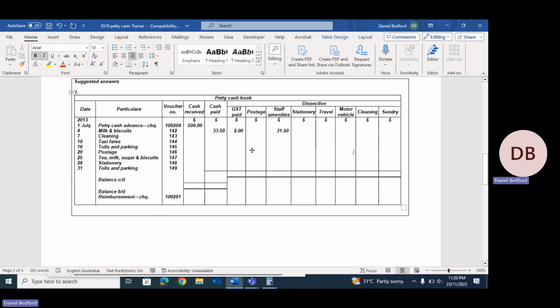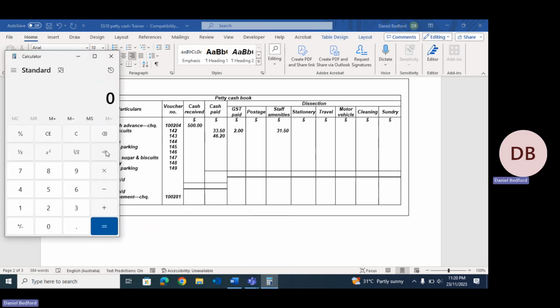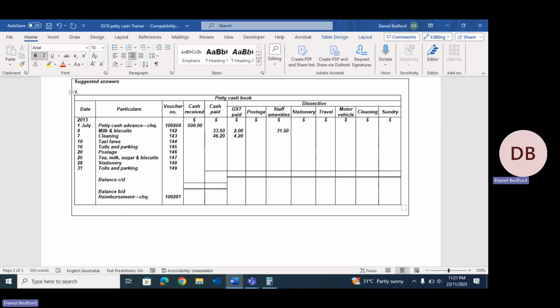We come back down, 46.20, and the GST is going to be 1/11th of it, because cleaning products are not GST free. That gives us $4.20, which means the other $42 goes in our cleaning expenses account. Is there such a thing? Yes. I would say all the accounts you see here are normal accounts that appear in most financial statements.